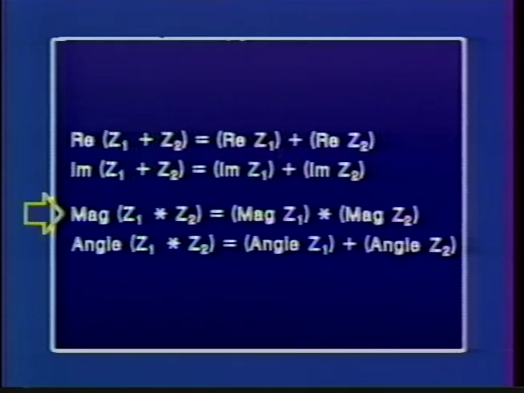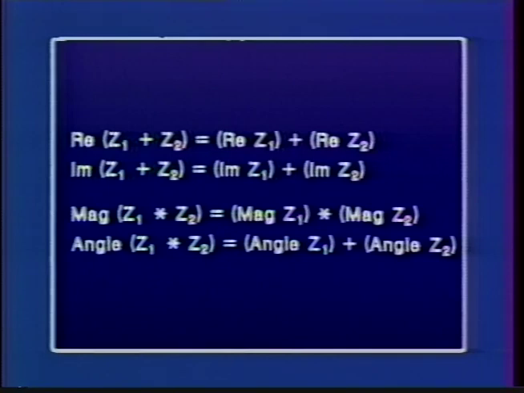If you want to multiply them, it's kind of nice to do it in polar form, because if you have two complex numbers, the magnitude of their product is the product of the magnitudes, and the angle of the product is the sum of the angles. So that's sort of the mathematics that allows you to do arithmetic on complex numbers.